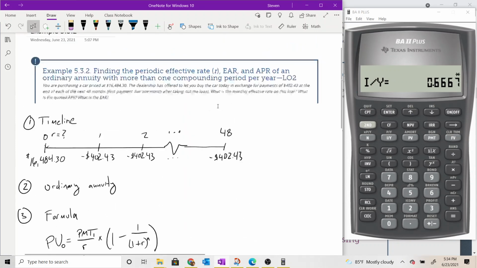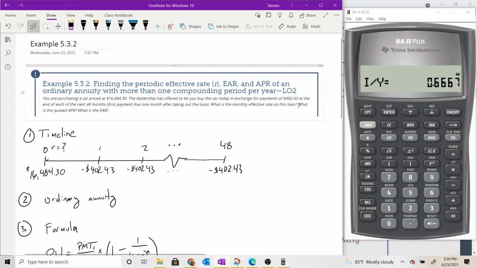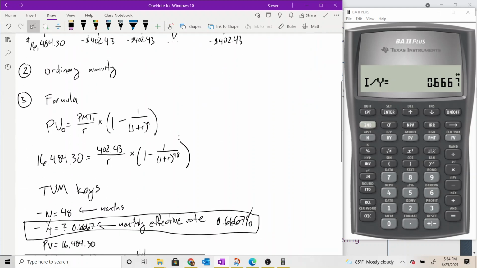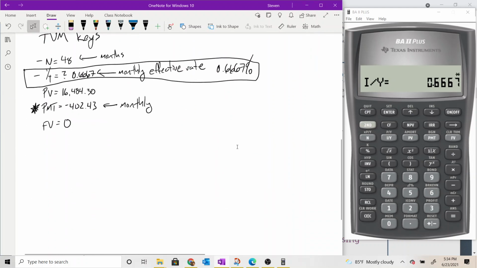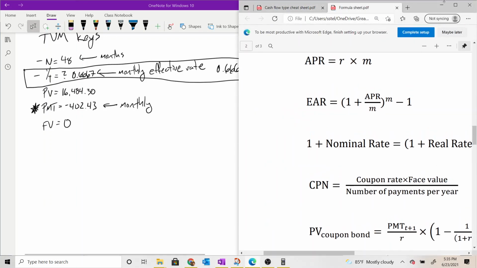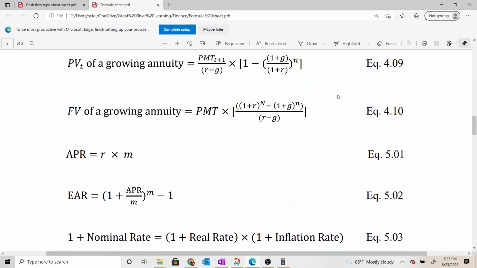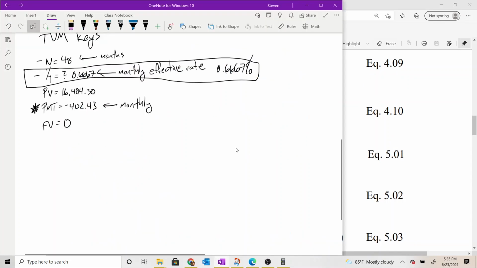The next one is, what is the quoted APR? All right, now this one is getting at the definition of APR, and that has a particular formula definition. If we look at our formula sheet, I believe that's the first formula for Chapter 5. It is. APR is defined as APR equals R times M.